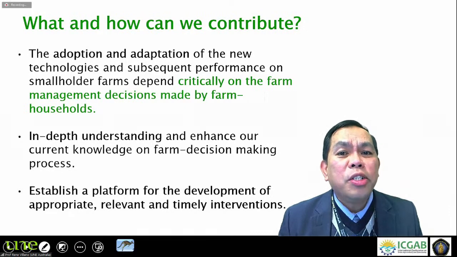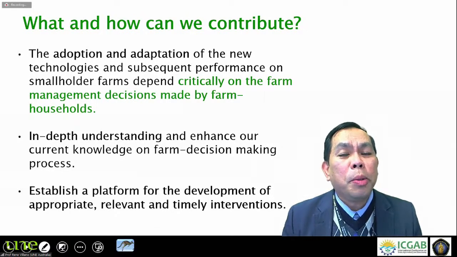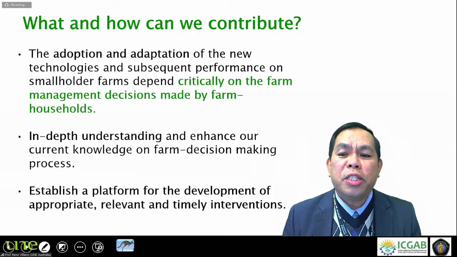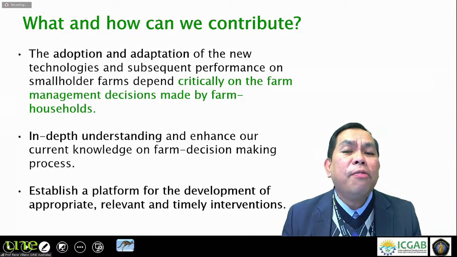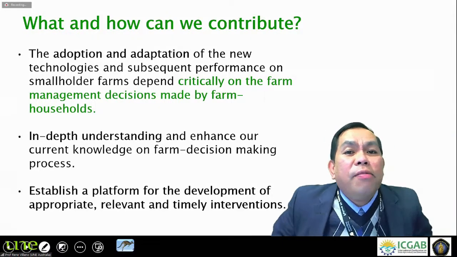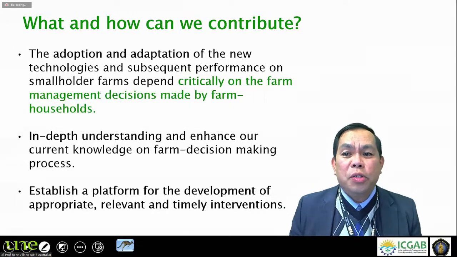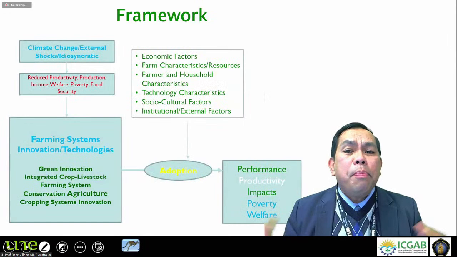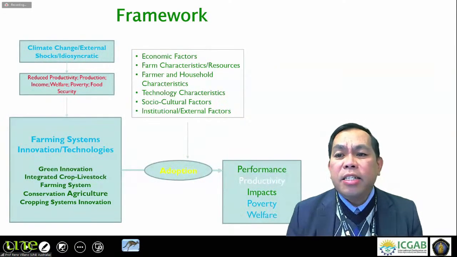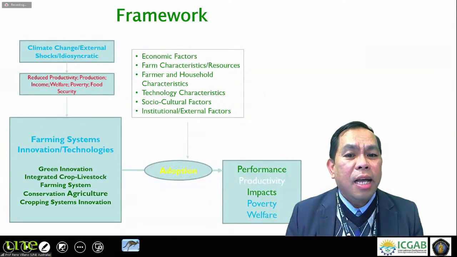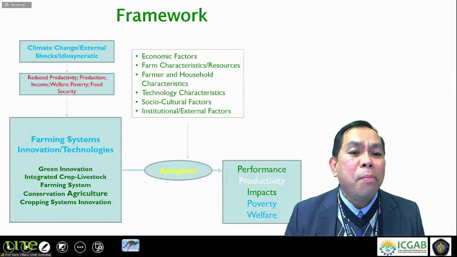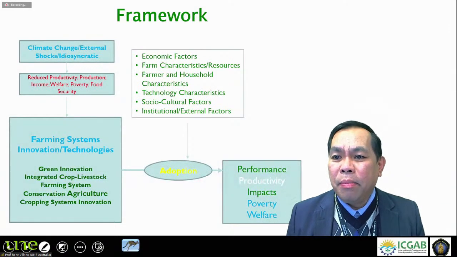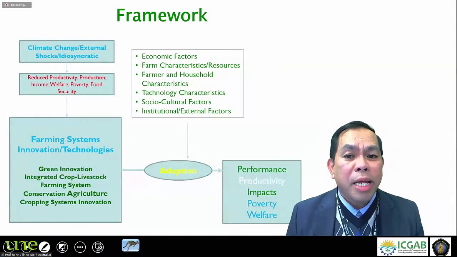Therefore, an in-depth understanding of farm household decision-making will allow us to establish a platform for the development of appropriate, relevant, and timely interventions. So that's basically our main goal here. For several decades, farm household decision analysis has been the central focus of many empirical studies, and there are varying frameworks that have been considered.